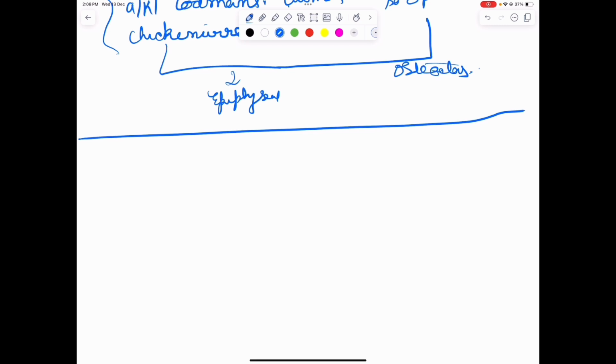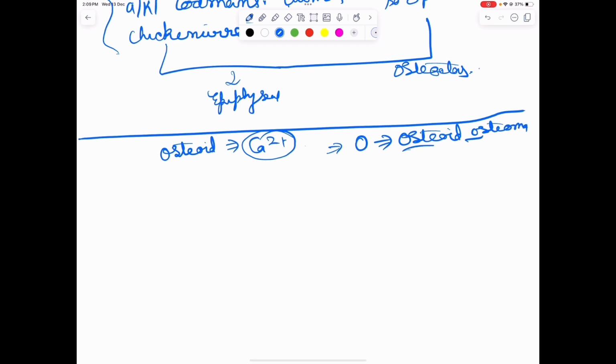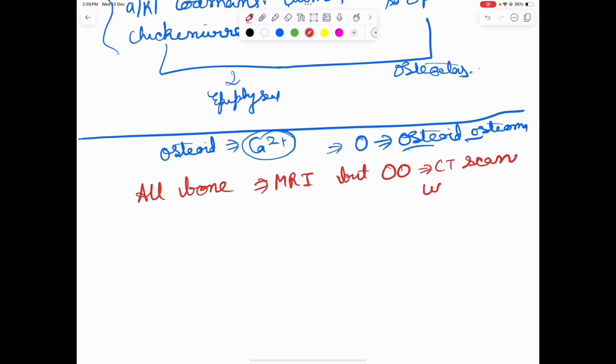Remember that osteoid refers to calcium deposition or bone formation. So when you have 2 O's, then the thing gets changed, that is osteoid osteoma. So in osteoid osteoma, this is a very basic line you should remember: in all bone related cases you do MRI, but for osteoid osteoma, CT scan is the investigation of choice.